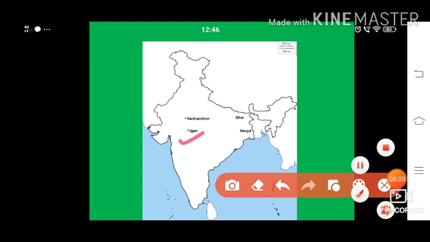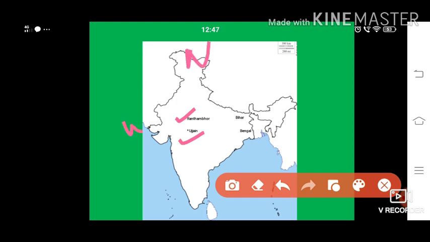For this, see this map. This is your map of India. Iltutmish defeated the rulers of Ujjain, then of Ranthambore. So in this way, this is north, this is west. In this way, he consolidated his position in the northwest. Then he annexed Bihar and then Bengal. I hope this is clear that first he defeated the rulers of Ujjain and Ranthambore, and he became strong in the northwest, and then he annexed Bihar and Bengal.